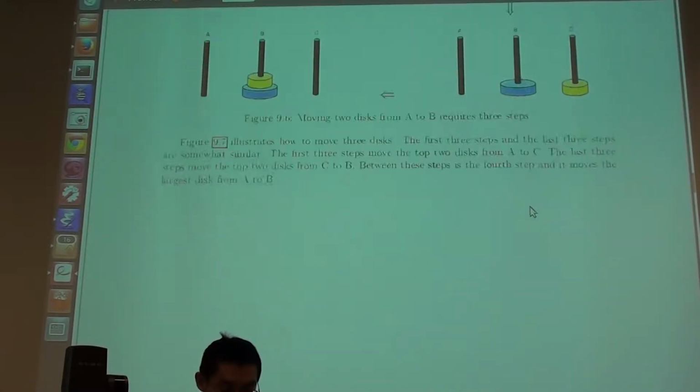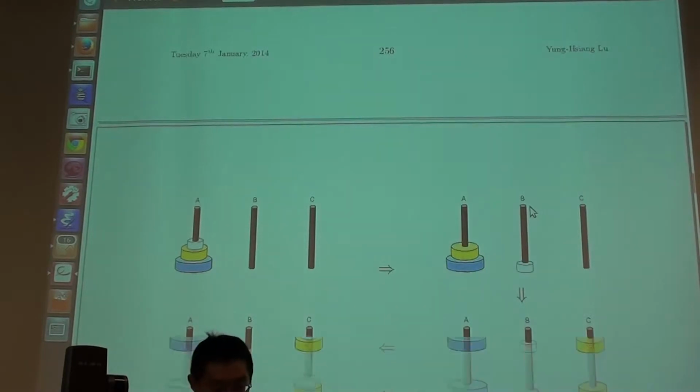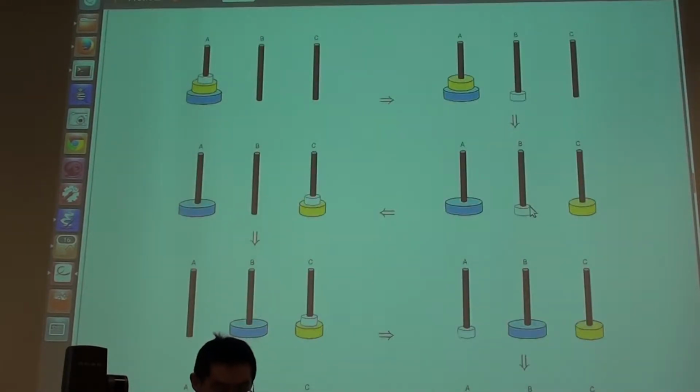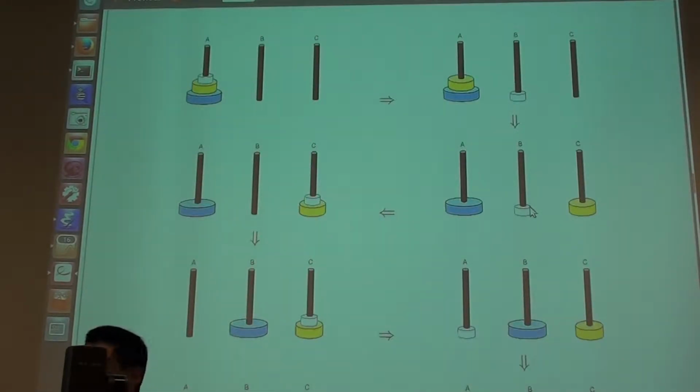Okay. So now let's consider an even more complex example. Now consider we have 3. So we start by moving the smallest one to B. Then we move the second smallest one to C. Then we move the smallest one from B to C.